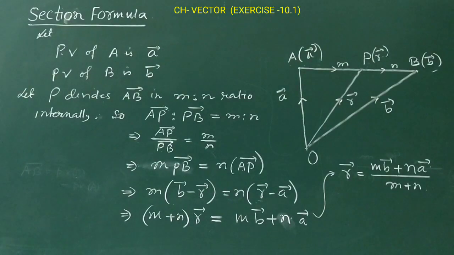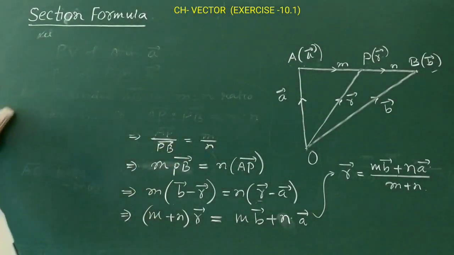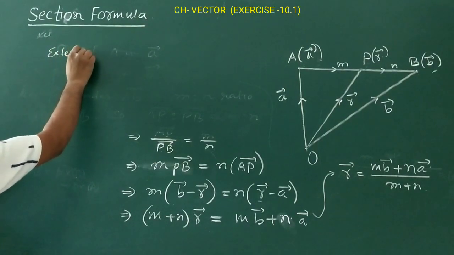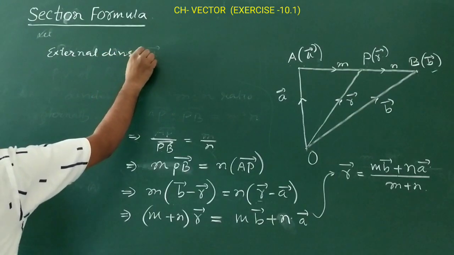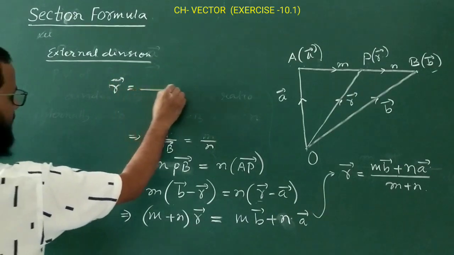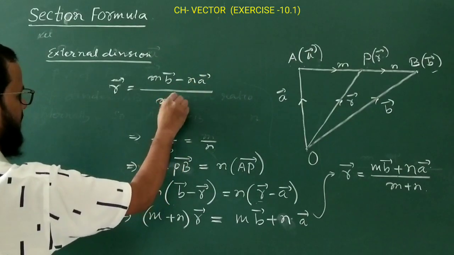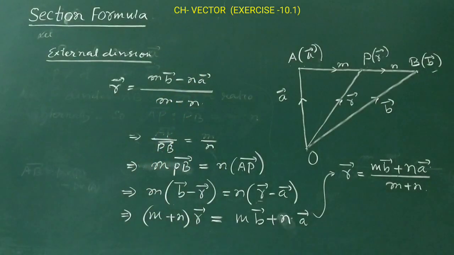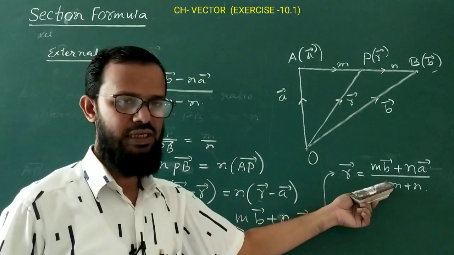This is if the division is internal, and if the division is external, what will happen? For external division, I am not going to explain, just write the formula. For external division, the position vector R vector is equal to m b vector minus n a vector divided by m minus n. This is your result. If the division is external, this is the particular result, and if the division is internal, then the earlier result.